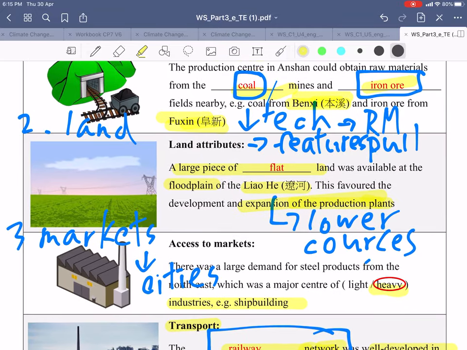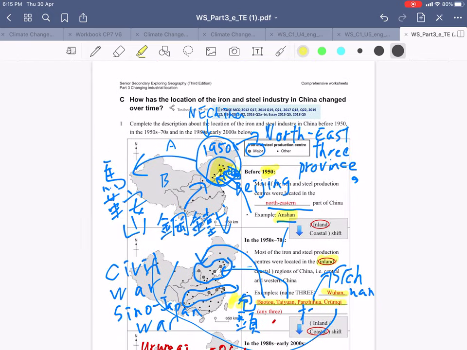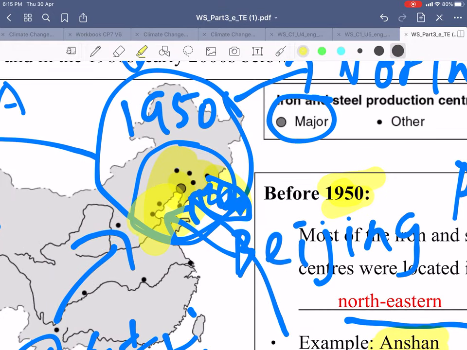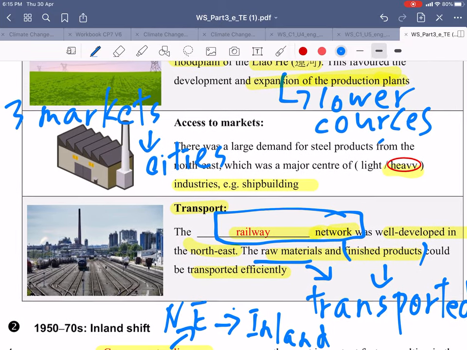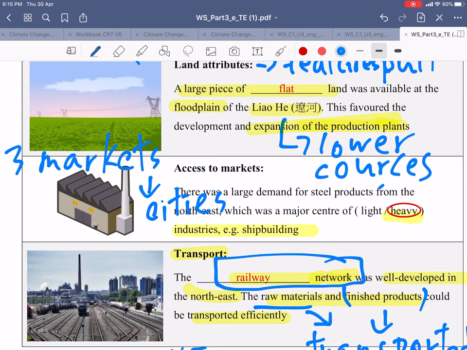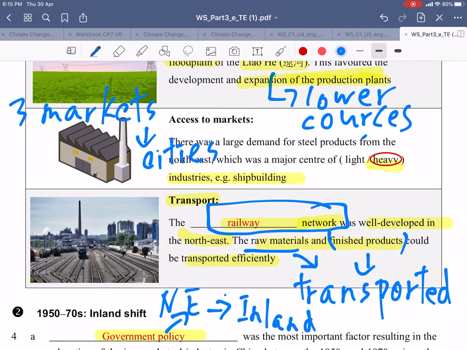Next one, land. A lot of flat land is found in the floodplain of the Liaohe. Here you can see it is the lower stream of the river, and the Liaohe is somewhere like here, not sure. If there is a lower stream, and you have learned in CP2, lower stream always has a delta and some floodplain, and it is good for the building of large iron and steel plants.